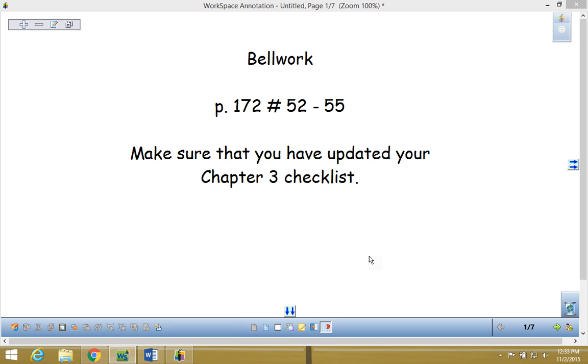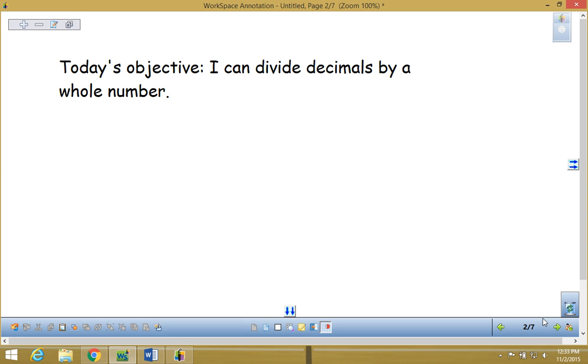Okay, guys, so now you've turned your bell work in, which was page 172, numbers 52 through 55, a review of multiplication of decimals. So we're going to go ahead and move on and look at what we're going to be doing today, which is: I can divide decimals by whole numbers. So we are moving on.